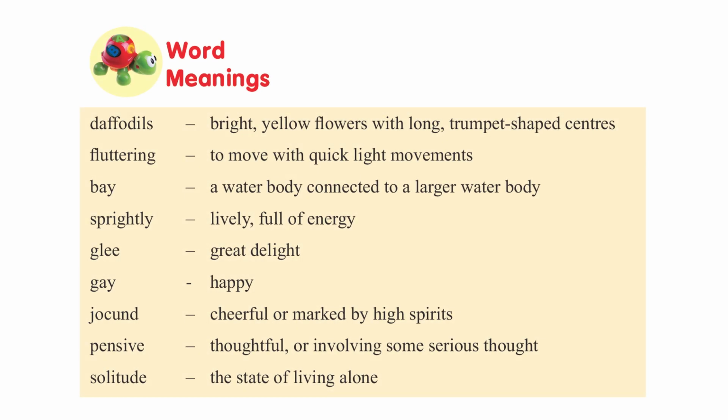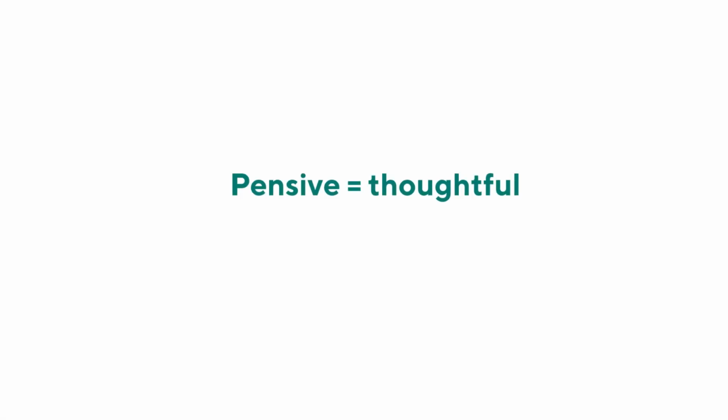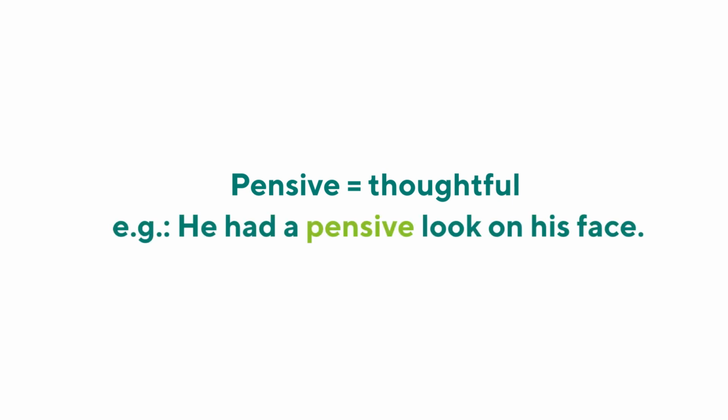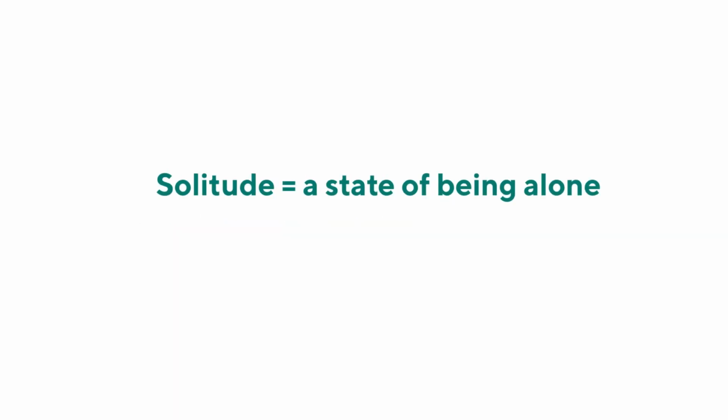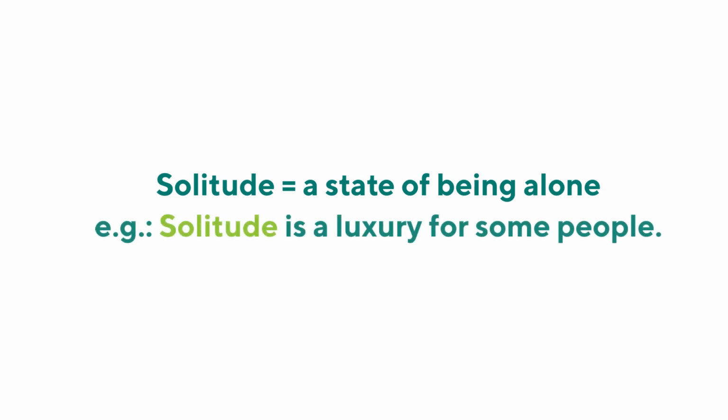Like in all the stories and poems, we have a set of new words that are introduced at the end of it. So please go ahead and look at them. I'm sure you find a lot of words that are not in common use in our day-to-day English speaking. Let me look at a couple of them for you. One is pensive. Pensive means thoughtful. If you were to use that in a sentence, you would say, he had a pensive look on his face. The other one is solitude, the state of being alone. Let's use that in a sentence. We could say, solitude is a luxury for some people these days.